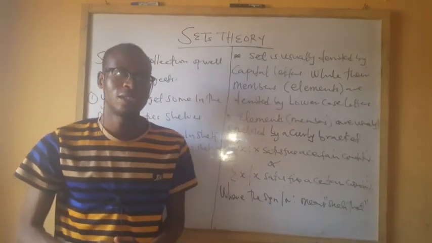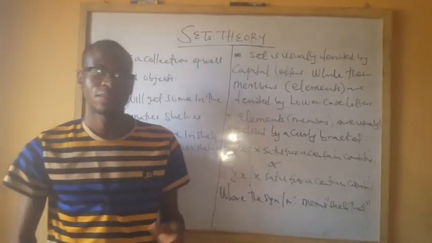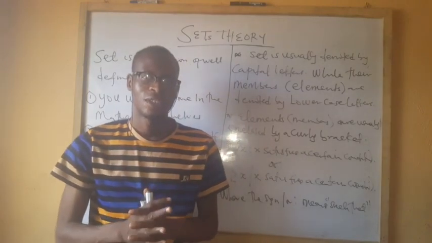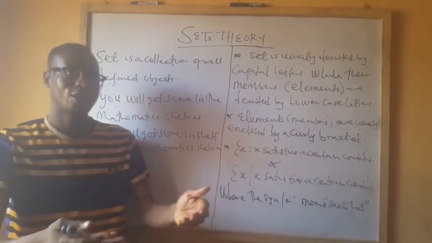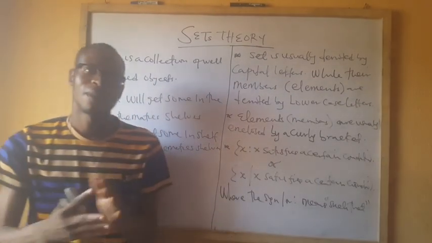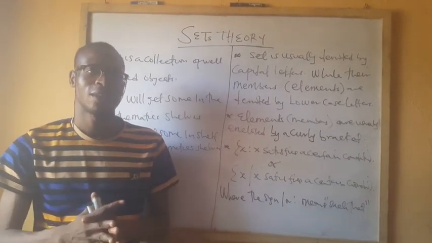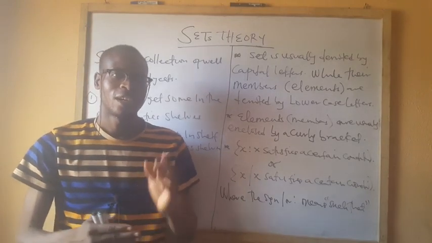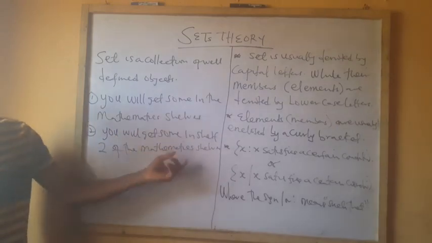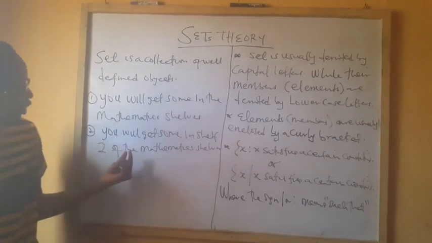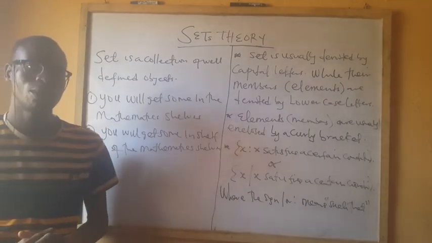So let me quickly explain briefly again. I said a set is a collection of objects. That is a general definition of a set. But to be precise with a set, a set is a collection of well-defined objects. So we take the illustration of a mathematics teacher being posted to a particular school. He goes to the library to ask the librarian where he can get a mathematics text. And the librarian gives these two statements: you will get some in the mathematics shelf and you will get some in shelf 2 of the mathematics shelf. So that simply means that statement 2 is correct because it's more precise compared to what? To statement 1 by the librarian.